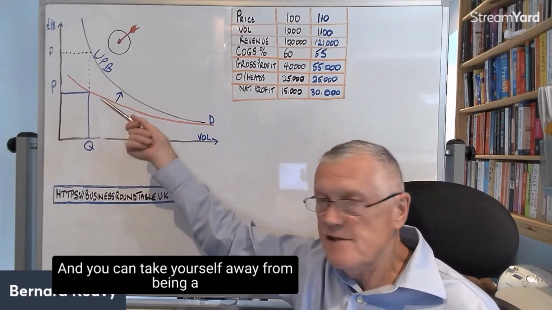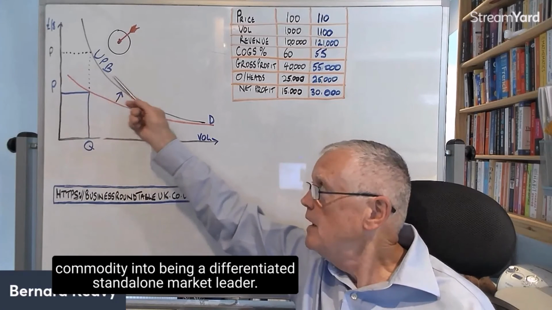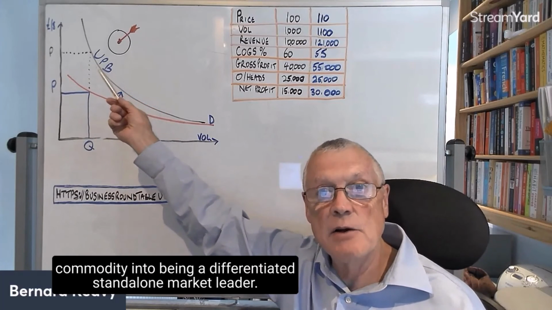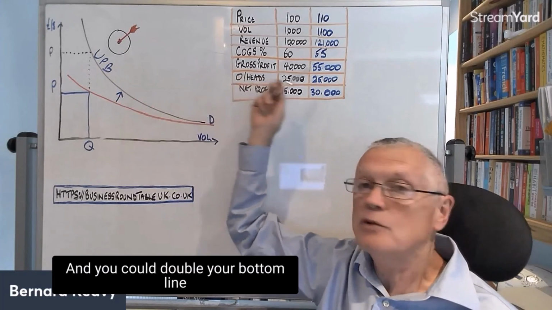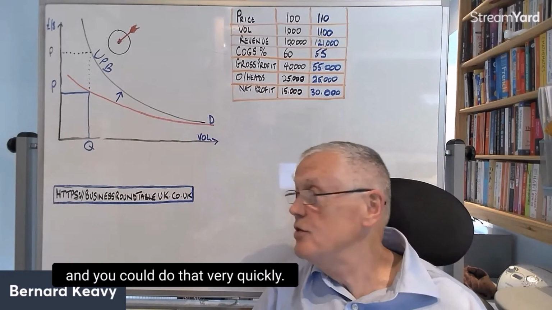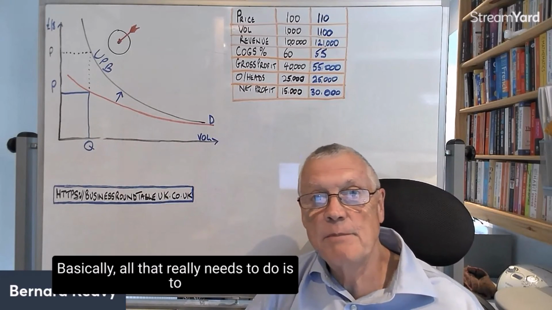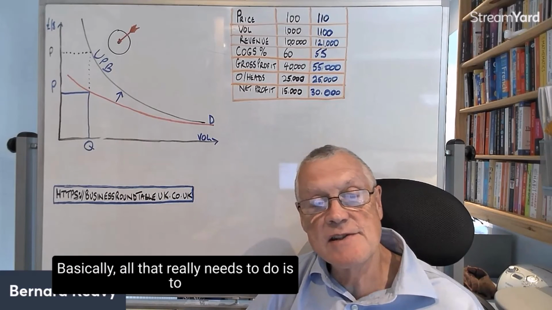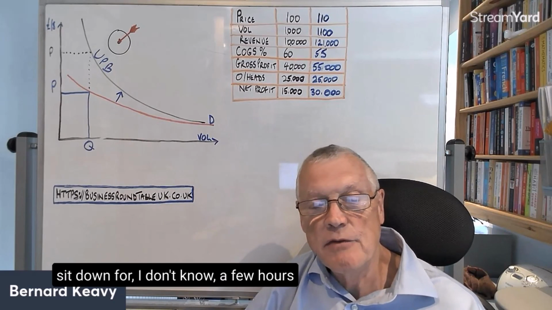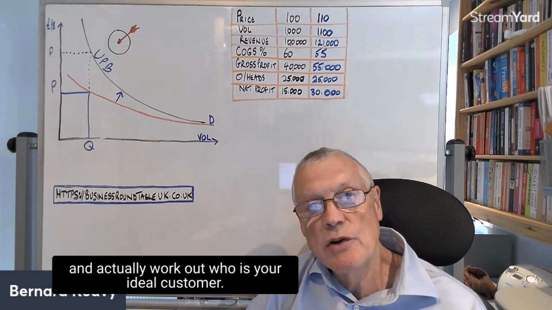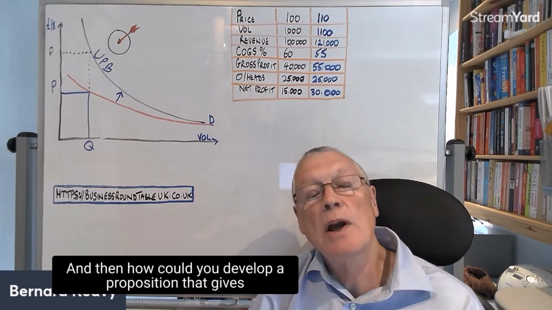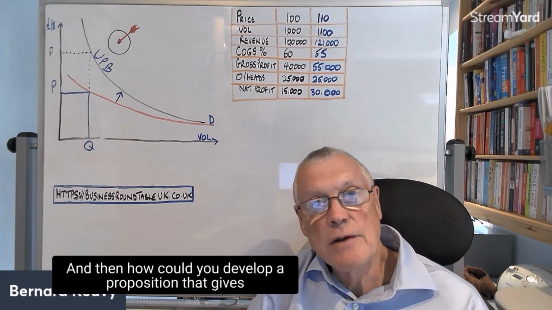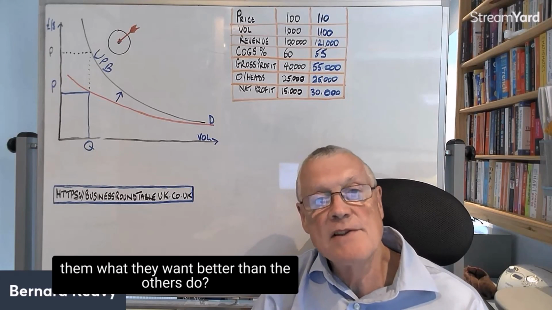And you can take yourself away from being a commodity into being a differentiated standalone market leader, and you could double your bottom line. And you could do that very quickly. Basically, all that really needs to do is to sit down for, I don't know, a few hours and actually work out who is your ideal customer, and then how could you develop a proposition that gives them what they want better than the others do.